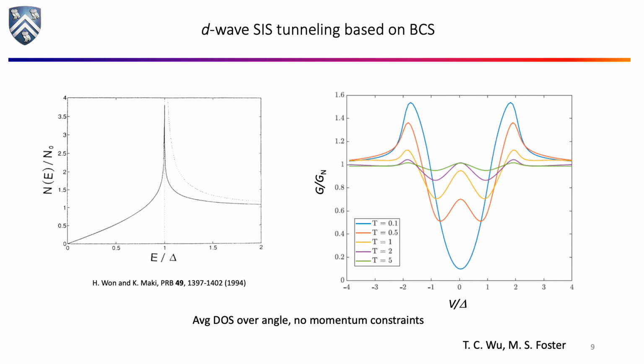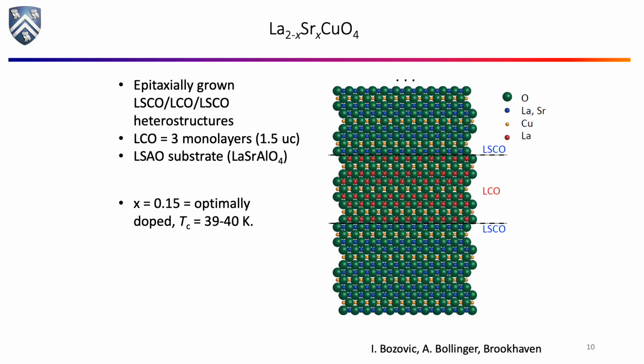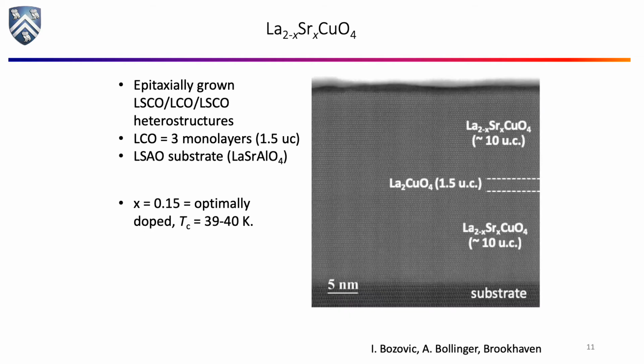Now, the junctions I'm going to talk about here were grown by atomic layer by layer epitaxy by the team at Brookhaven, and they consist of lanthanum strontium copper oxide. We work with 4 different doping levels. The tunnel barrier is a little bit unusual here. The tunnel barrier is the Mott insulating parent compound, lanthanum cuprate, La2CuO4, and we have as little as 3 monolayers or 1.5 unit cells of this undoped compound, and then we've got more LSCO on top. Even this thin a barrier shows no pinholes, no supercurrent, as we'll see.